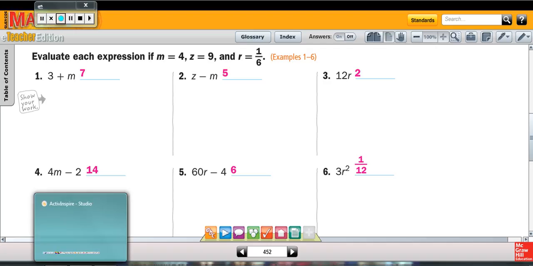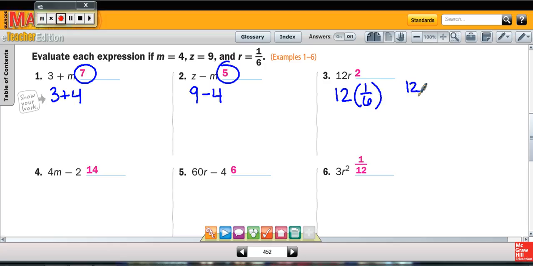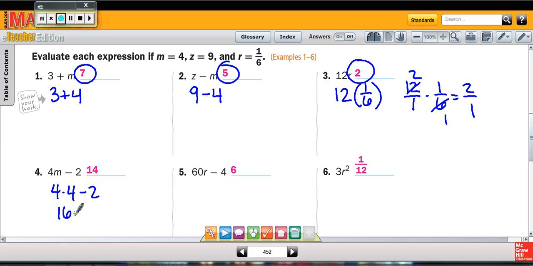On this problem, 3 plus m was 4, so we had 3 plus 4, that gave us 7. Z minus m is 9 minus 4, which gave us 5. 12r, 12 times 1/6, we have 12 over 1 times 1/6. Cross cancel, we get 2 over 1, which is just 2. 4m would mean 4 times 4 minus 2, so that would be 16 using order of operations. Minus 2 gave me 14.